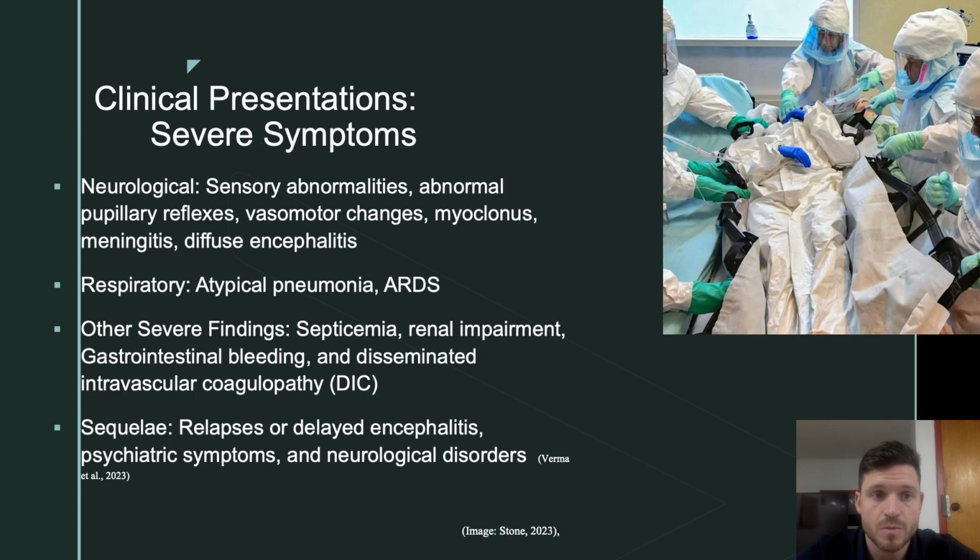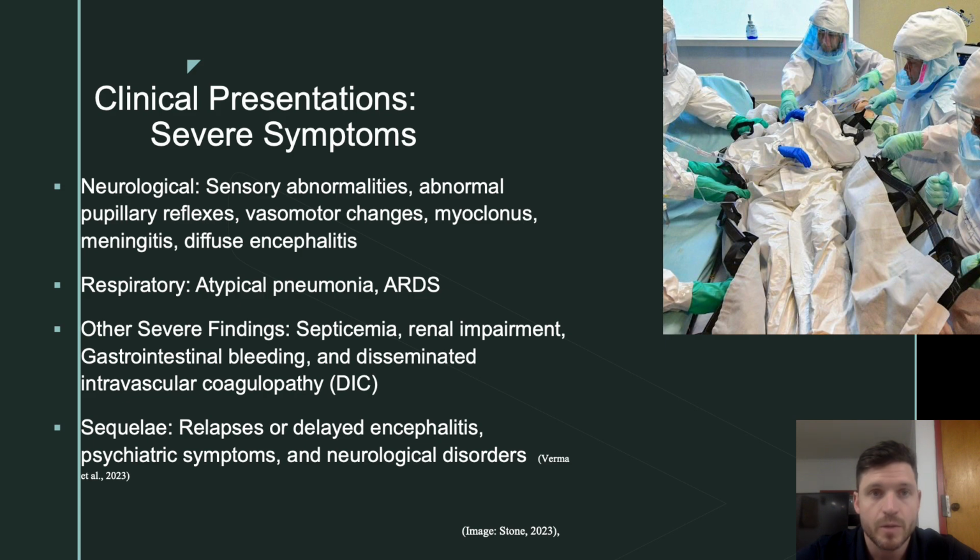As we progress into more severe symptoms of the infection, we trend into involvement with the central nervous system. So we see neurological involvement like sensory abnormalities, abnormal pupillary reflexes, vasomotor changes, myoclonus, meningitis, and diffuse encephalitis. We also have respiratory symptoms like atypical pneumonia and ARDS. And other severe findings that we see are septicemia, renal impairment, GI bleeding, and disseminated intravascular coagulopathy as the infection progresses into multi-organ dysfunction.